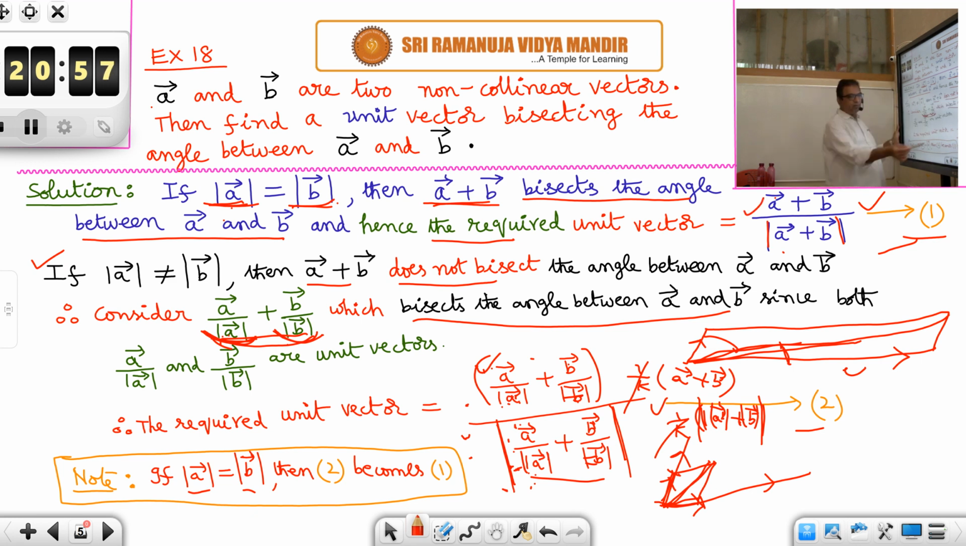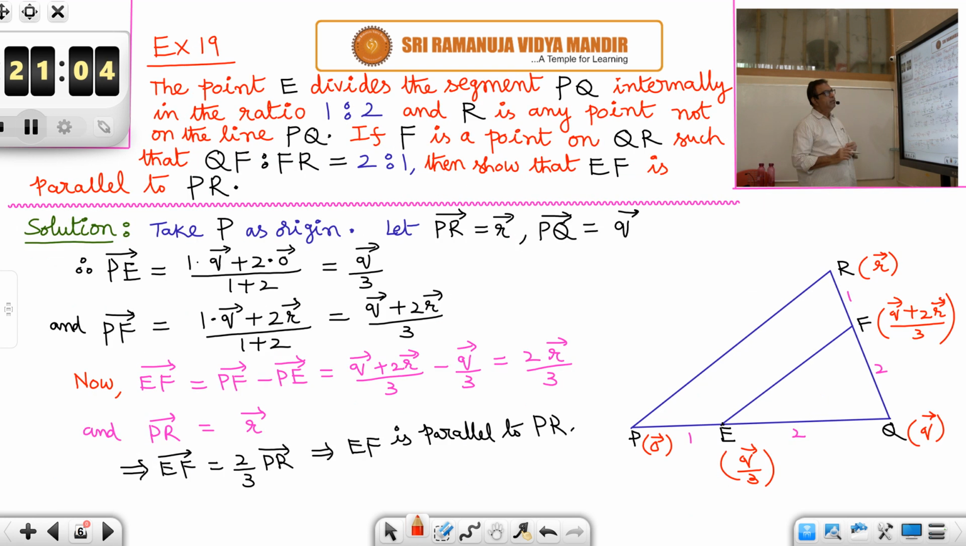So if mod A bar is equal to mod B bar, automatically this formula changes to that form. Okay. Let us see the next example, 19. Right.